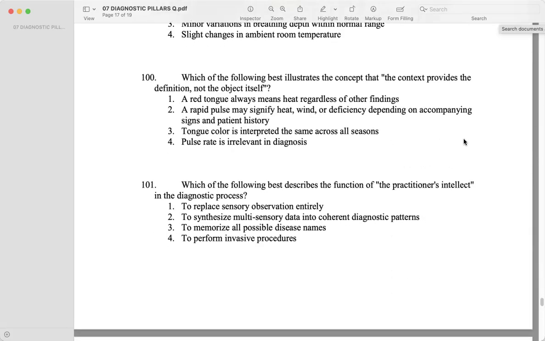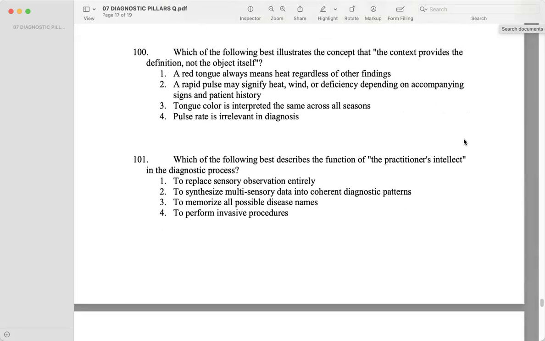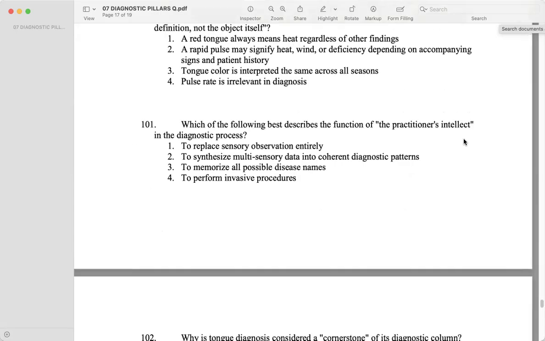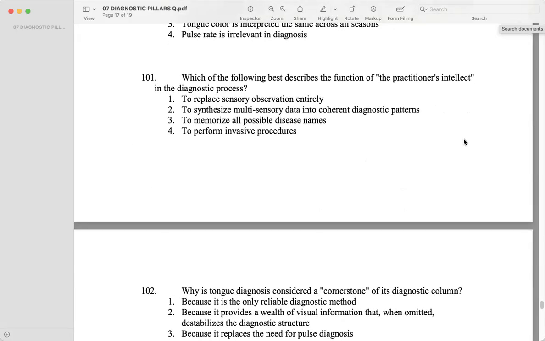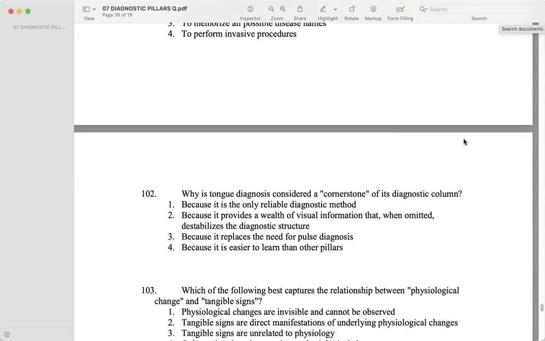Correct. Which of the following best illustrates the concept that the context provides a definition, not the object itself? A rapid pulse may signify heat, wind, or deficiency depending on accompanying signs and patient history. Okay, correct. Very true, diba? You need to really be very good at diagnosing. Which of the following best describes the function of the practitioner's intellect in the diagnostic process? To synthesize multisensory data into coherent diagnostic patterns.